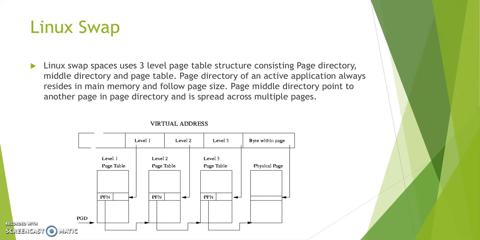Linux swap space uses a three-level page table structure consisting of the page directory, the page middle directory, and the page table. The page directory of an active application always resides in main memory and follows the page size. The page middle directory points to another page in the page directory, and it is spread across multiple pages.